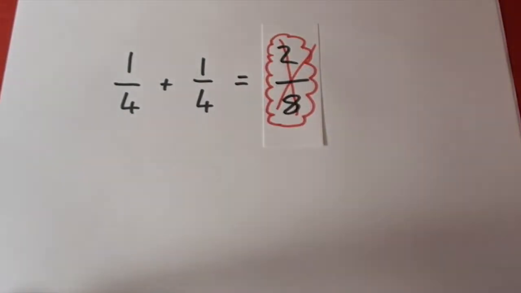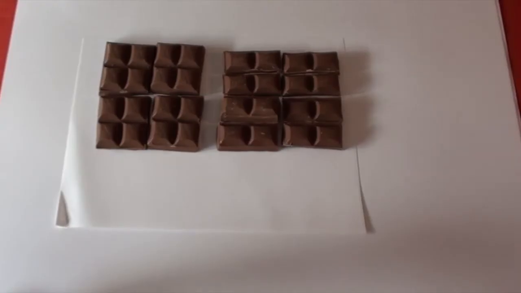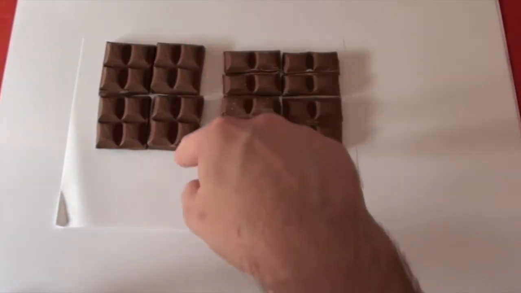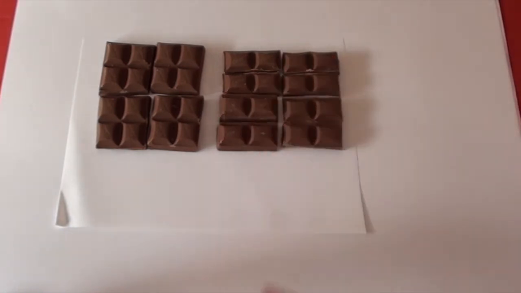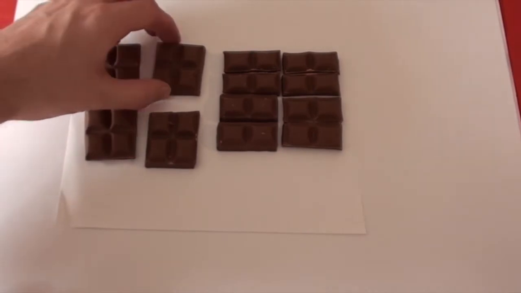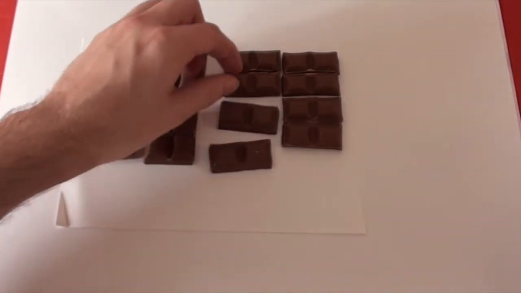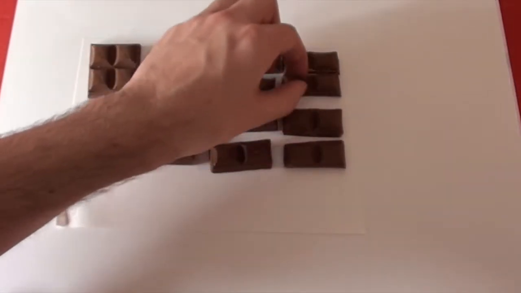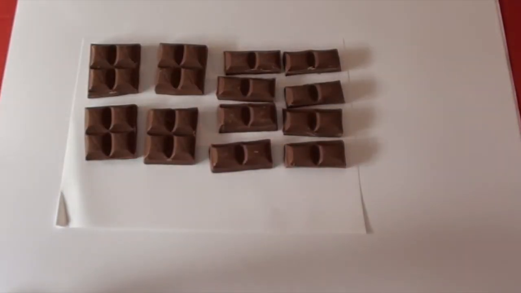Now, what we're going to do is use some chocolate to help us. Both of these sections are the same size. There's 4 squares by 4 squares each. The difference between them is I've split this one into 4 pieces, quarters. In this one I've split into 8 pieces, so eighths.